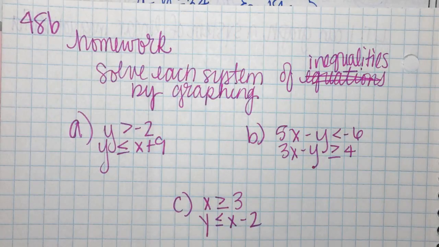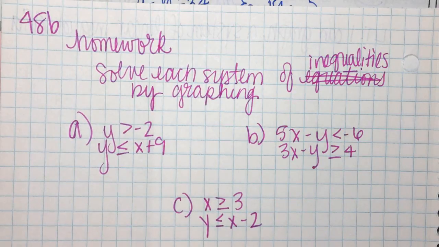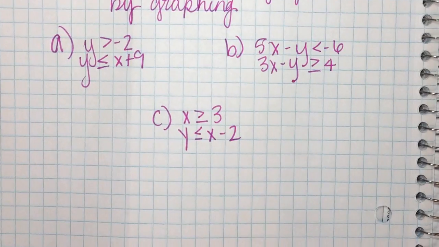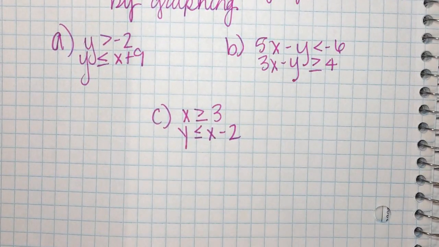Now, how do you know when it's going to be a vertical line versus a horizontal line? The horizontal line is y equals, and the vertical line would be x equals. Okay. Good, take a point.